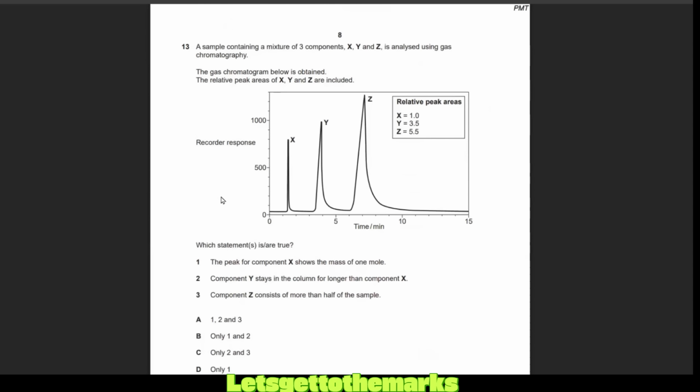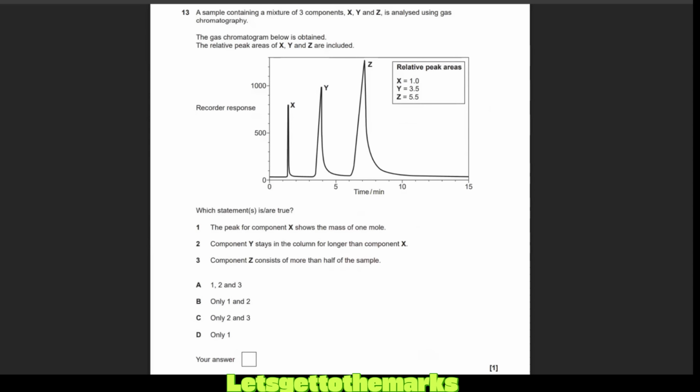So some of these you can do real quick and then others take a little bit longer. A sample containing a mixture of 3 components, X, Y, Z, is analyzed using gas chromatography. The gas chromatogram below is obtained. The relative peak areas of X, Y, and Z are included. So there's 3 things in this sample. We have the retention time, and then the relative peak areas. X is 1, Y is 3.5, and Z is 5.5.